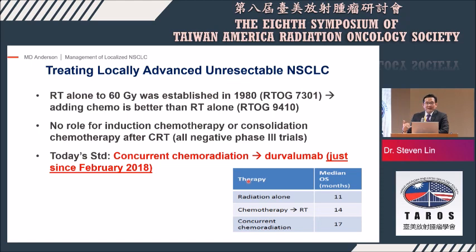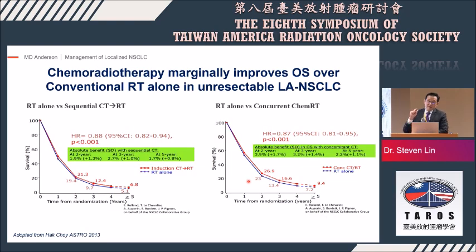The only thing that we advanced since 1980 was the use of concurrent chemotherapy with radiation, right, based on RTOG 9410. But now, based on the PACIFIC trial, consolidation durvalumab is the standard of care after concurrent chemoradiation. But if you look at the benefit of concurrent chemoradiation, it's actually very small. This is based on meta-analysis. Compared to radiation alone, the benefit is about 3 to 5%: 3% for patients who receive sequential chemotherapy and radiation, and about 5% for patients who receive concurrent chemoradiation, with a substantial increase in toxicity. However, it is a standard of care that we're building on.